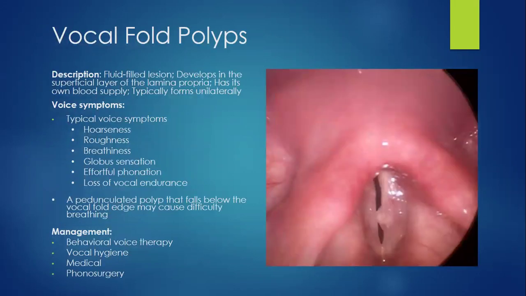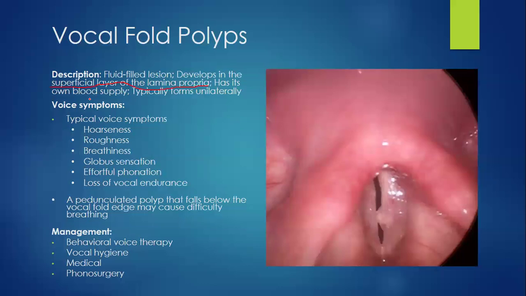All right, so the other structural pathology has to do with polyps. And polyps are fluid-filled lesions that develop in the superficial layer of the lamina propria. Remember that we met the superficial layer of the lamina propria when we talked about the structure of the vocal folds. And this superficial layer of the lamina propria we also call Reinke's space. Vocal fold polyps tend to have their own blood supply, and they may result in hoarseness, breathiness, roughness, globus sensation. That's a sensation that there's something in the throat, and effortful phonation.